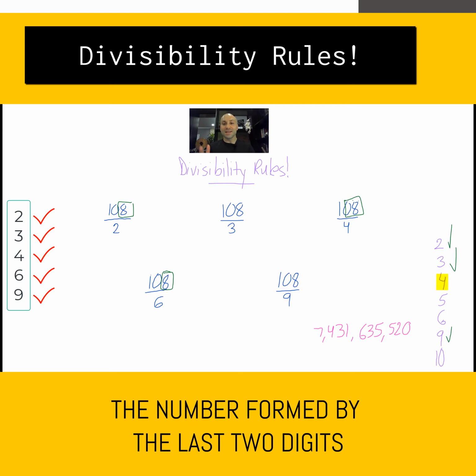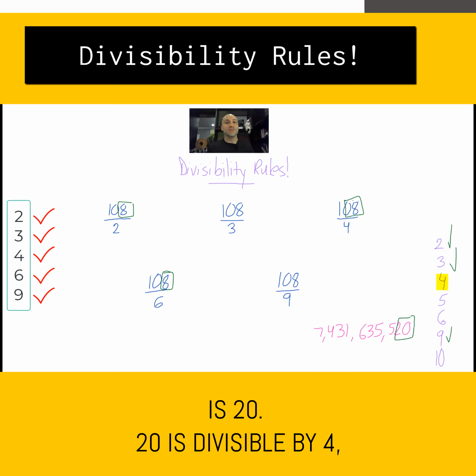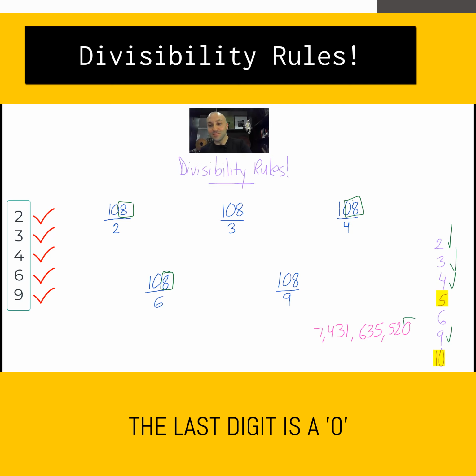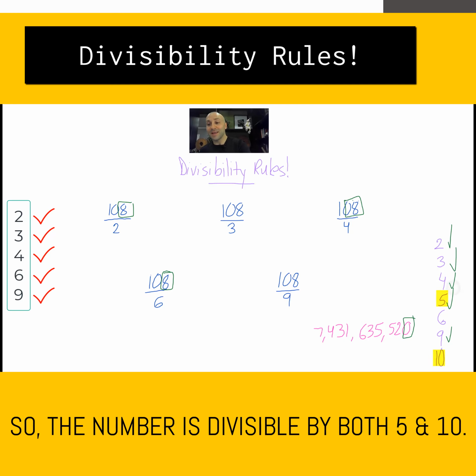The number formed by the last two digits is 20. 20 is divisible by 4, so the entire number is divisible by 4. The last digit is a 0, so the number is divisible by both 5 and 10.